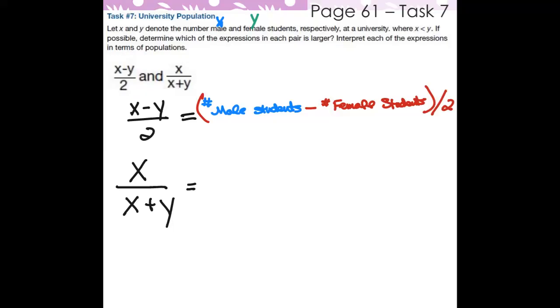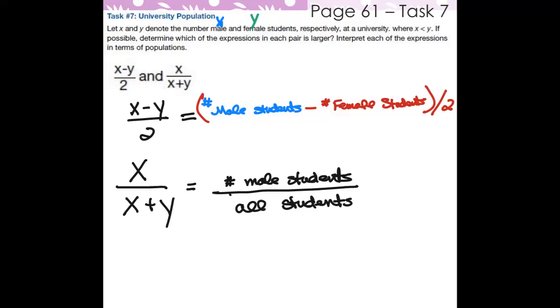Now, what is this represented as in the population of the university? Male students divided by all students. Number of what? Male students. Okay, so this is the number of male students, because that's your X value, written as a fraction out of all students.